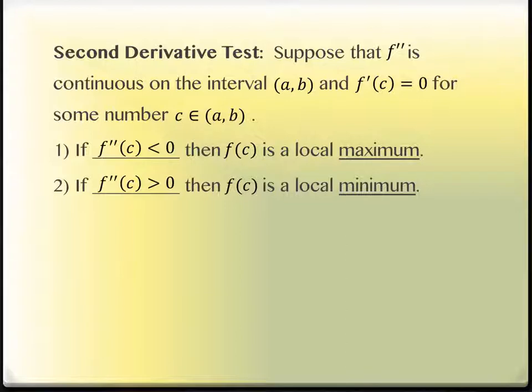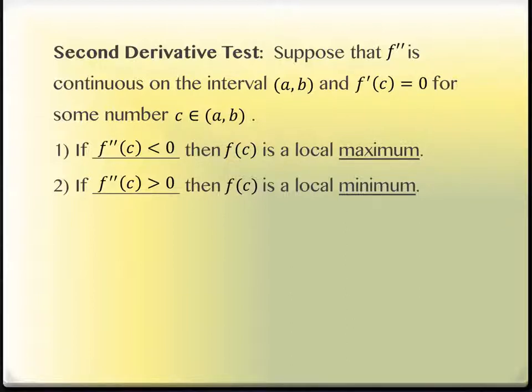This is called the second derivative test. So suppose the second derivative, f double prime of x, is continuous on the interval a to b, and f prime of c is equal to 0 for some number c in the interval. Okay, in other words, c is a critical point.